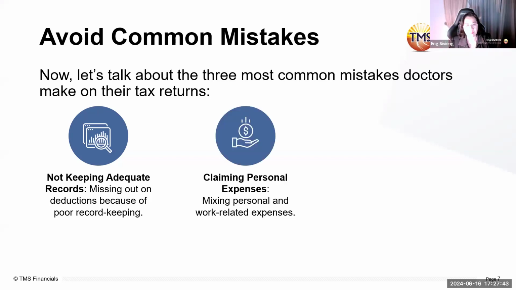And the second thing is some people don't know what they can claim and what they can't claim. Sometimes they went and claimed personal expenses. You mix up your personal and work-related expenses, and then you're claiming that personal expense. When the tax office checks on it, you're going to get rejected.